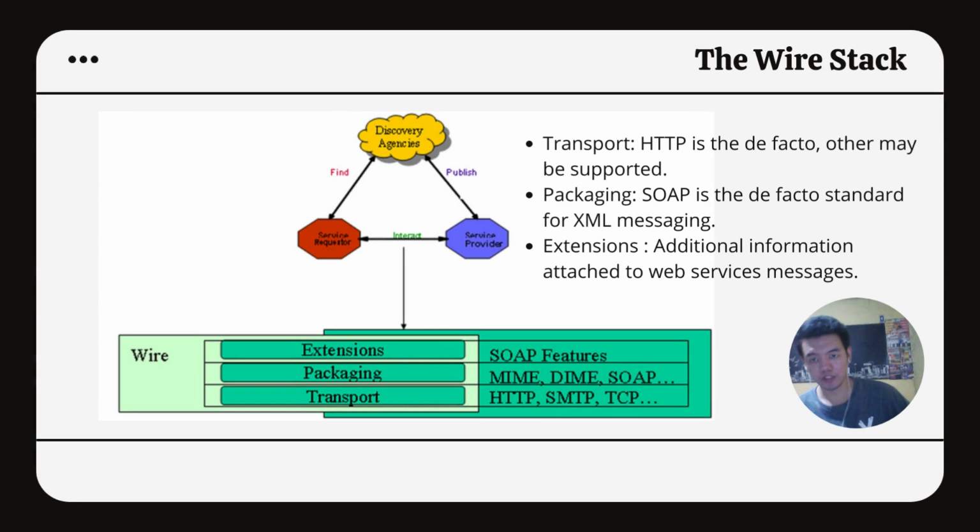Hi, I'm Diggle Anferni Francis, and my topic is about the wire stack. You can see there are three categories inside the wire stack. The first is transport, wherein HTTP is the de facto, though others may be supported. The second one is packaging, where SOAP is the de facto standard for XML messaging. And lastly, extensions, additional information attached to web services and messages. So there's extension, wherein SOAP features, packaging, connected to MIME, DIME, SOAP, and lastly transport, wherein HTTP, SMTP, and TCP are connected.